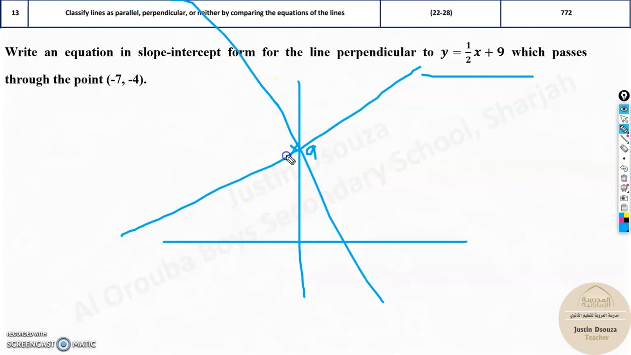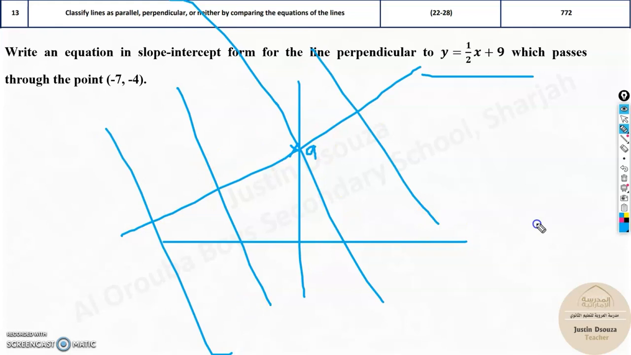But now where exactly is it? Where is the perpendicular line? That perpendicular line must cross -7 and then -4. So that means x is -7, y is -4, somewhere over here it must be crossing. This point must be crossed. So we can just approximate that. But what is this equation? It's hard, right? Let's see how to solve this now.